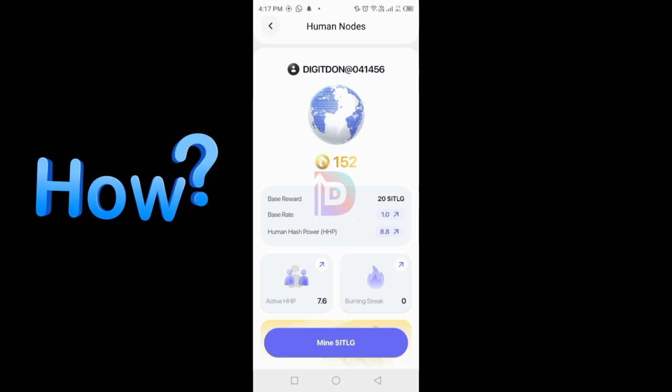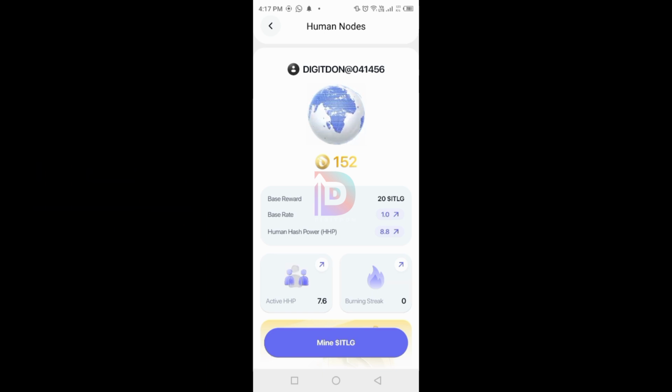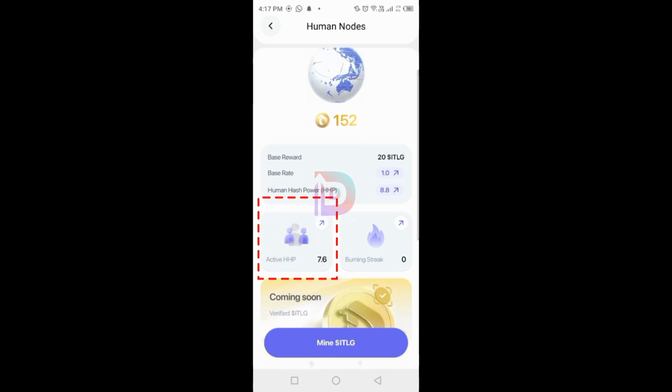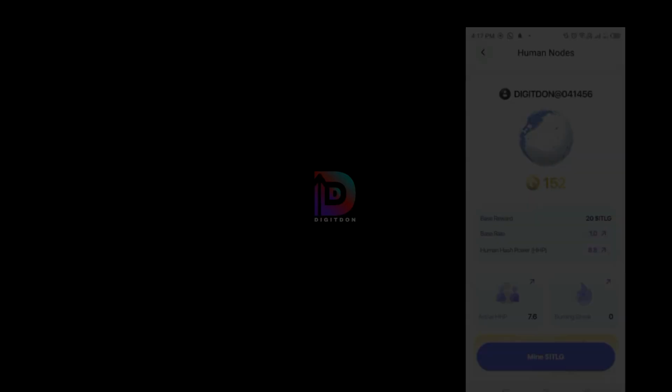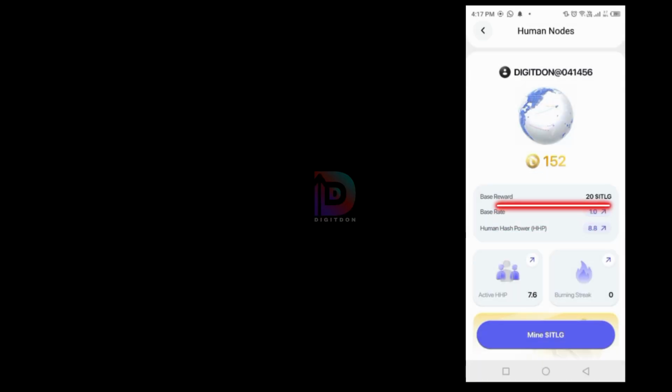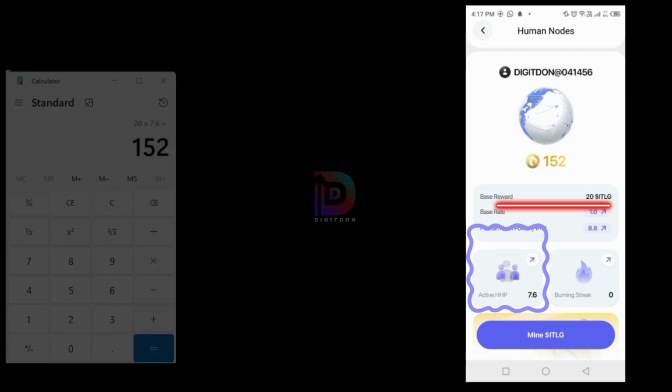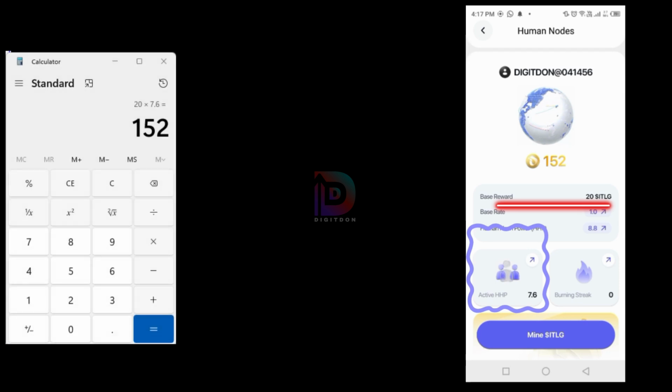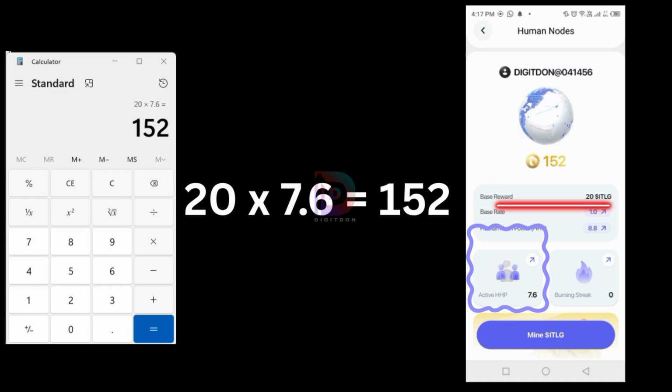To say it simply, the amount of ITLG in a mining session is always equal to 20 ITLG, that is the base reward, multiplied by active human hash power, HHP. Look, your base reward, that is 20 ITLG, will never change. Here, our active HHP is 7.6. Now take the calculator and multiply the base reward with active HHP. The answer is 152. So, in this mining session, we will earn 152 ITLG.